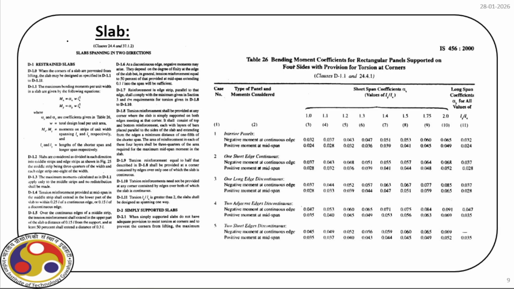Now, for this slab, the IS code actually provides these two expressions for bending moment. So if I write it, Mx, as you can see, is alpha x omega Lx square. Recall Lx is the shorter dimension. So we can also calculate My, which is alpha y times omega times Lx square. Just note, even for My, we use Lx. So we use shorter span to calculate the bending moment.